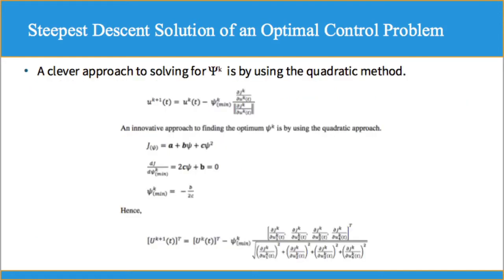A very clever method to solve for that psi k is using the quadratic approach. So here we notice that we can use the quadratic equation where psi sub k is going to be equal to negative b over 2c, and then we also have this nasty equation here at the very bottom, which we're going to use in Excel VBA later.